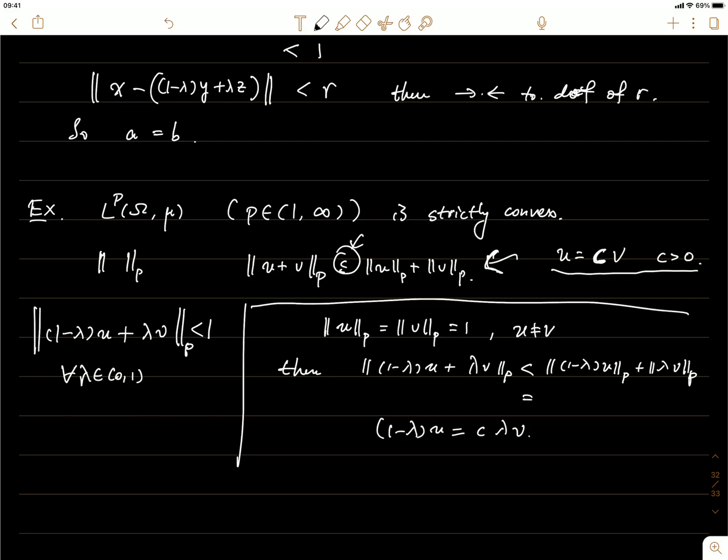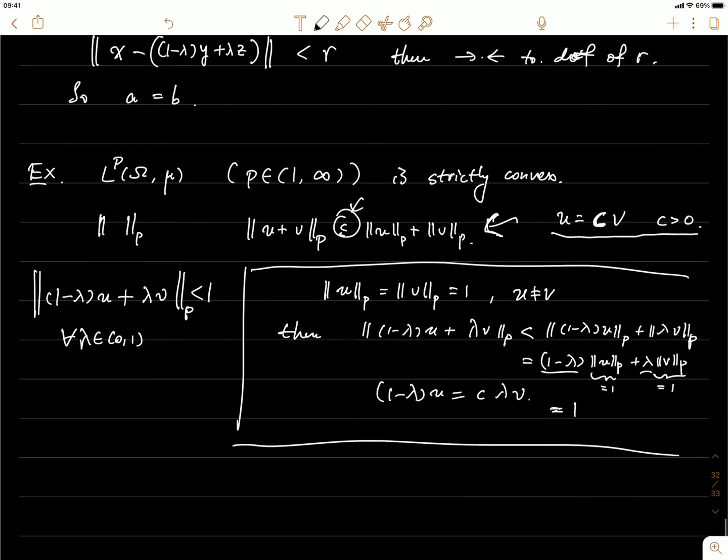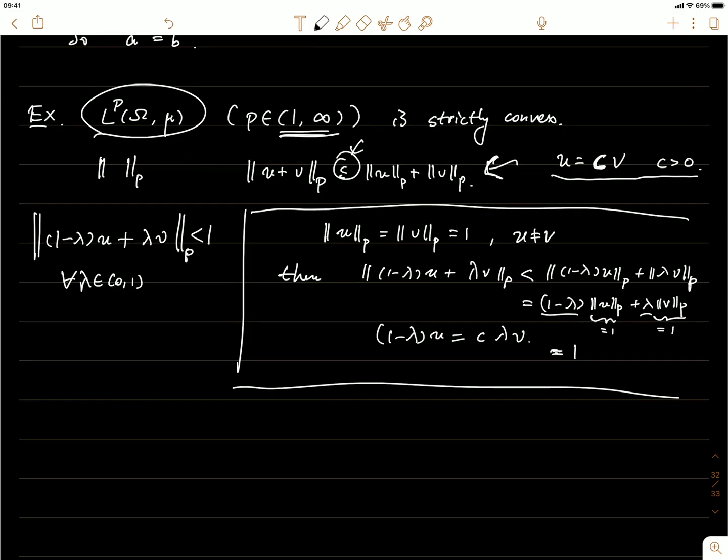And because of the homogeneity of norms, I can pull out the 1 minus lambda and lambda. So it's just 1 minus lambda times the p norm of u plus lambda times the p norm of v. But both of these two are equal to 1. So that means this is just equal to 1, because adding these two is just giving me 1. So that's why this space is strictly convex. Okay, but recall that this must be p strictly greater than 1, and not infinity.